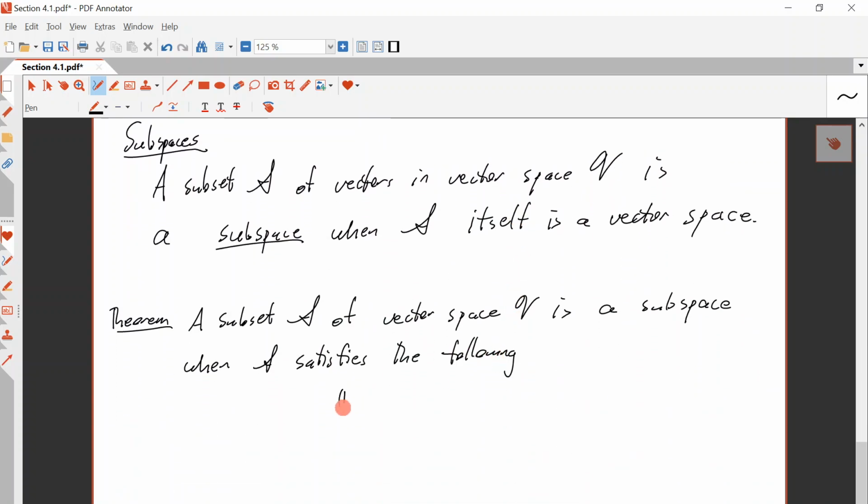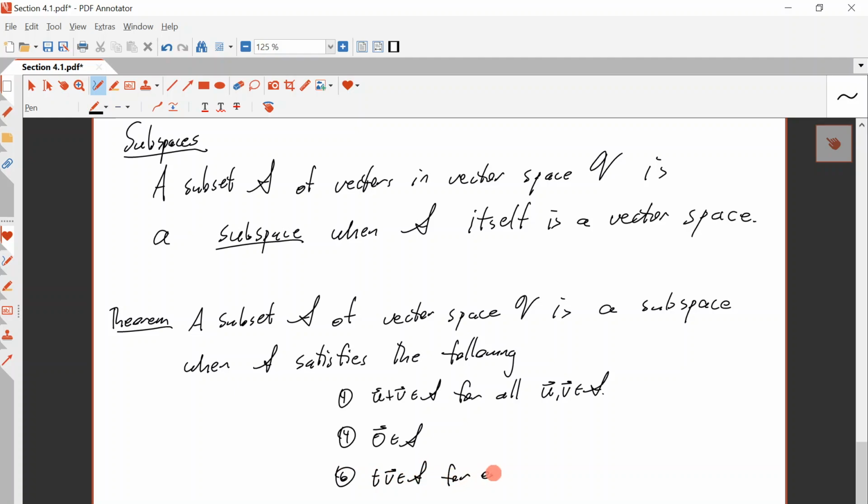When S satisfies the following: U plus V is an element of S for all U and V in S; 0 is in S; and T times V is in S for every V in S and scalar T. So just those three things are necessary for showing that a subset is a subspace of V.